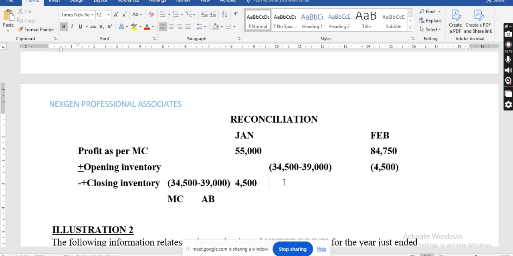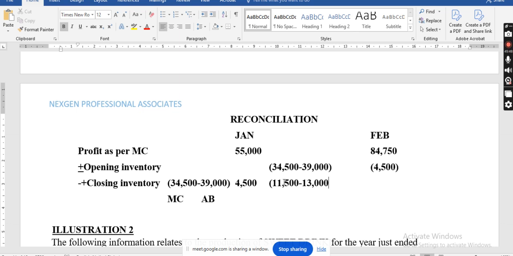So the same thing here. What is the closing for February? Closing for February is 11,500 for marginal costing, right? Yes. What of absorption costing? Closing, what is the closing? 13,000. Thank you.